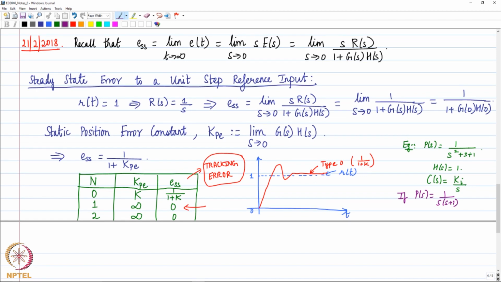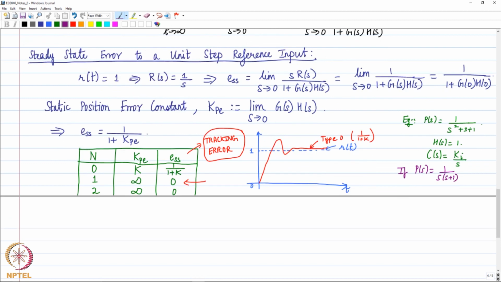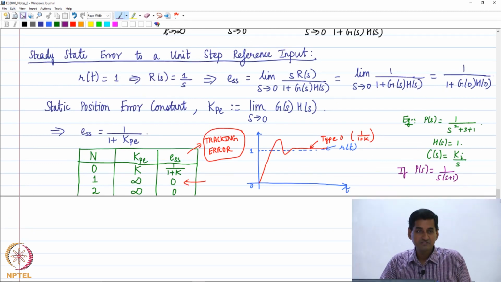If your plant does not have a 1/s term and you just use proportional control, you are going to get a steady state error, like a type 0 system. That is what we discussed when we covered various controllers. Slowly all those points are getting clarified as we go further in the course. I hope this point is now clear.